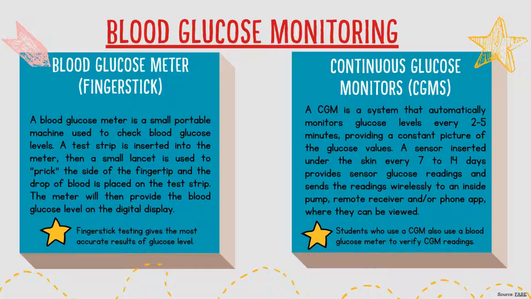A continuous glucose monitor, or CGM, is a system that automatically monitors glucose levels every 2 to 5 minutes, providing a constant picture of the glucose values. A sensor inserted under the skin every 7 to 14 days provides sensor glucose readings and sends the readings wirelessly to an inside pump, remote receiver, and/or phone app, where they can be viewed. Students who use a CGM also use a blood glucose meter in order to verify their CGM readings.